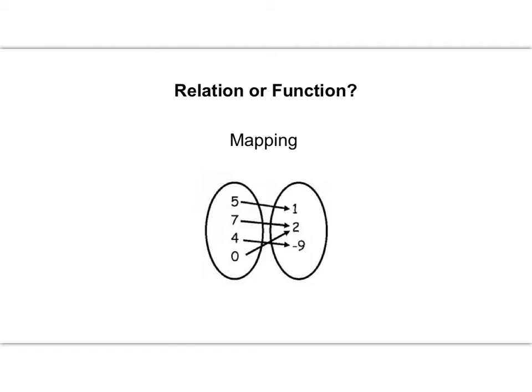Here's an example of mapping. That means that 5 is an input, it maps to 1, that's my output. 7 is an input, it maps to 2, that's an output. And 4 maps to -9, that's an output. And 0 is my input, and it also maps to 2. If you guessed that this is a function, you are correct. You'll notice that I have only one y value for every x value.